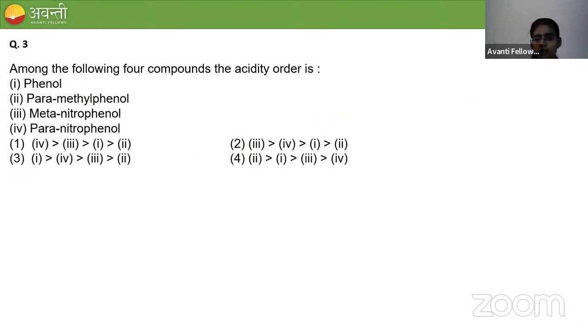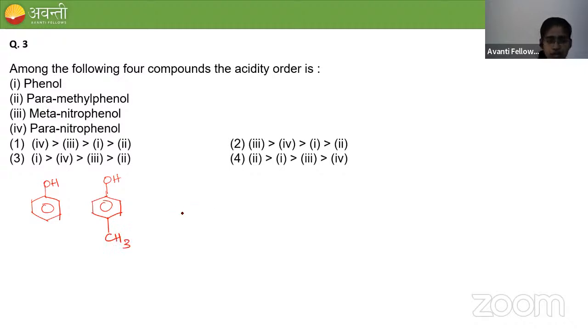Among the following 4 compounds, the acidity order is. So 4 compounds are given: phenol, paramethylphenol, metanitrophenol, and paranitrophenol. And we are asked to find out the acidity order for these all the 4 compounds. Okay, so let's draw the structure of all these 4 compounds first. What is the structure of phenol? It is C6H5OH. Okay, and the paramethylphenol is, first draw the phenol, and in the para position means which is opposite to this OH. In the para position, you have to add one methyl group. So this is the paramethylphenol.